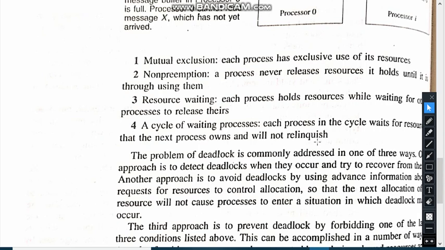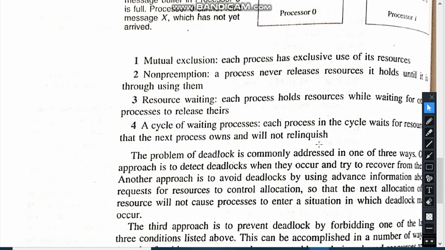Now, how can we deal with deadlock? There are three ways through which we can deal with deadlock. Either first, detect the deadlock in the system and find a solution for it.